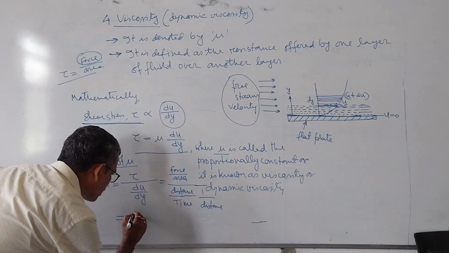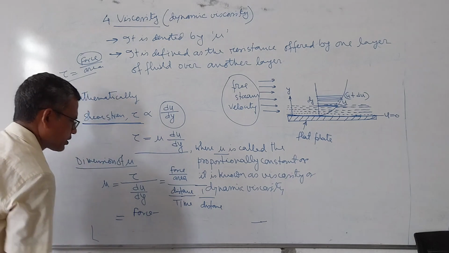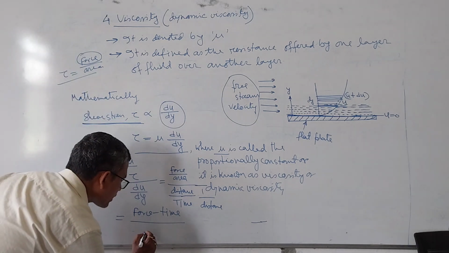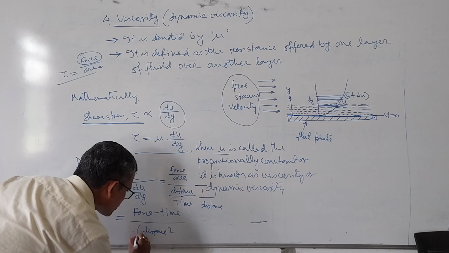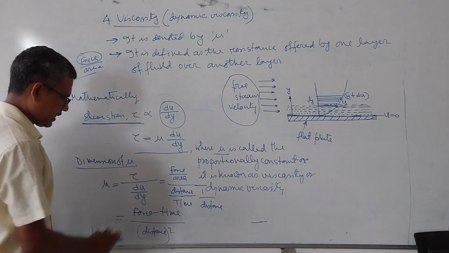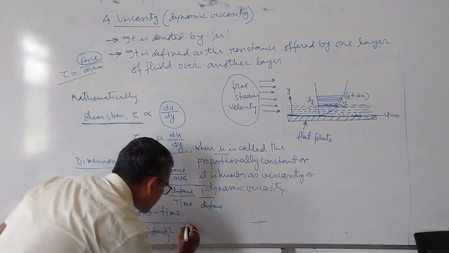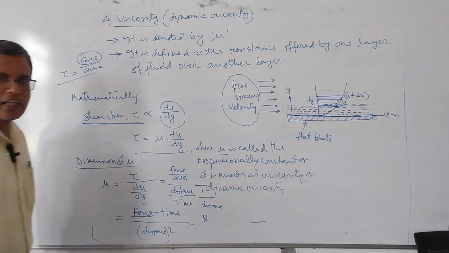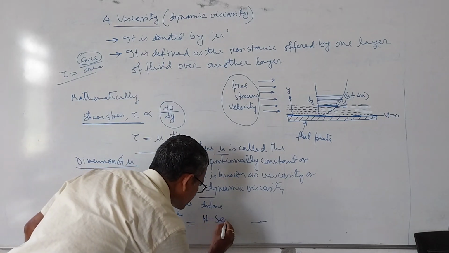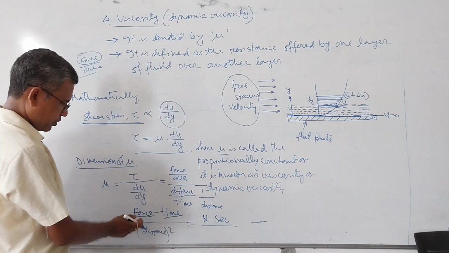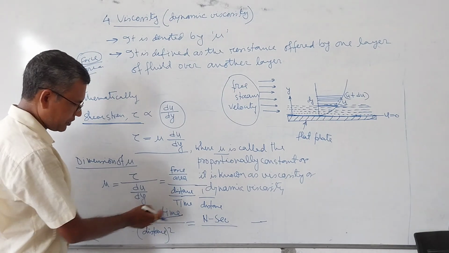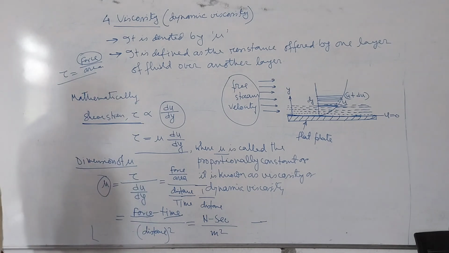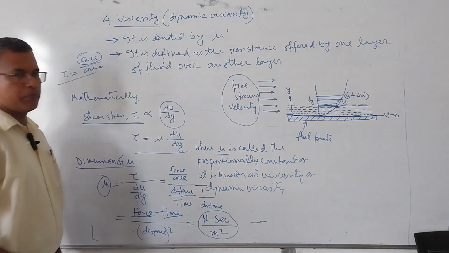The unit will be force times time divided by distance squared. So the dimension of dynamic viscosity will be Newton, with the SI unit of force being Newton. Time is in seconds, and distance in SI unit is meter squared. So the dimension of dynamic viscosity will be Newton second by meter square.